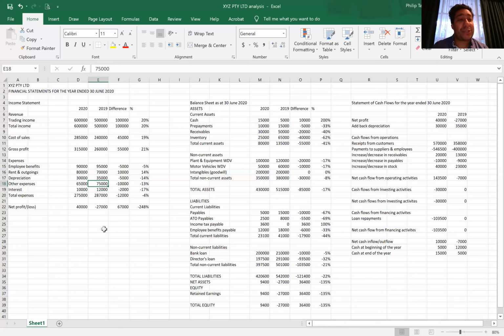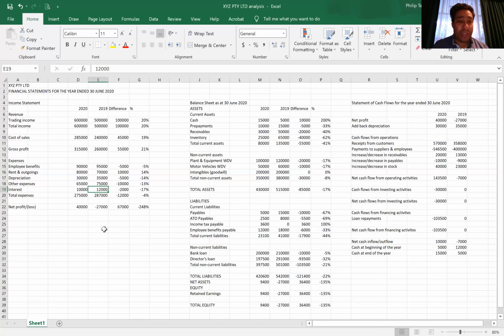Other expenses, obviously those that don't fall into those three categories. In 2019, it was $75,000. In 2020, it was $65,000. So the company did okay in reducing its other expenses by $10,000 or by 13% in comparison to 2019.